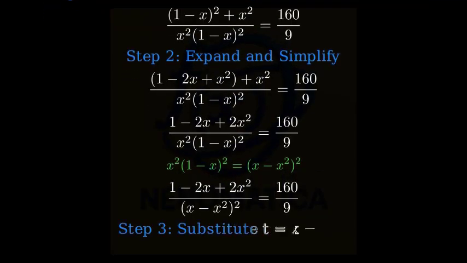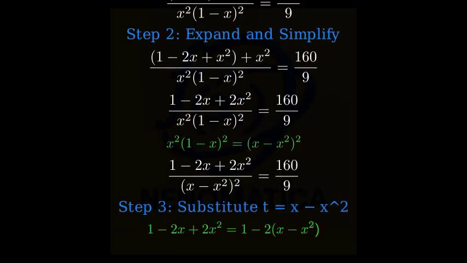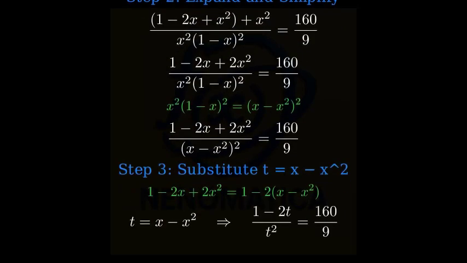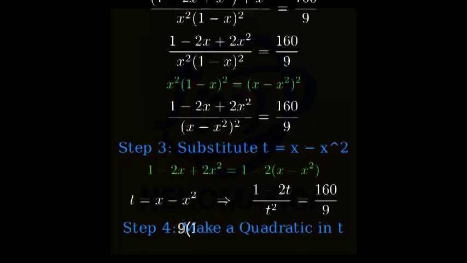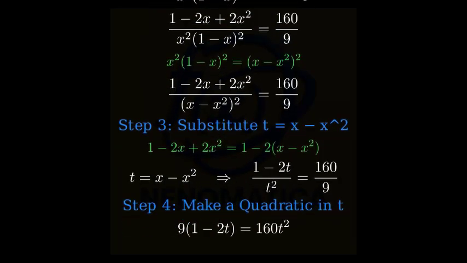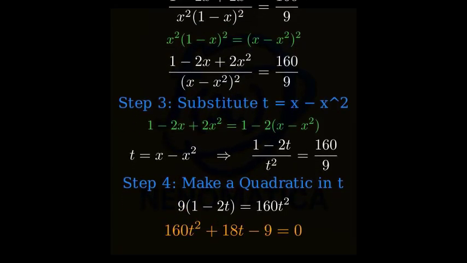Let t equal x minus x squared. Then the numerator 1 minus 2x plus 2x squared can be rewritten as 1 minus 2 times (x minus x squared). So the equation becomes (1 minus 2t) over t squared equals 160 over 9. Step 4. Form a quadratic in t. Cross-multiplying gives 9 times (1 minus 2t) equals 160t squared. Move all terms to one side to get 160t squared plus 18t minus 9 equals 0.